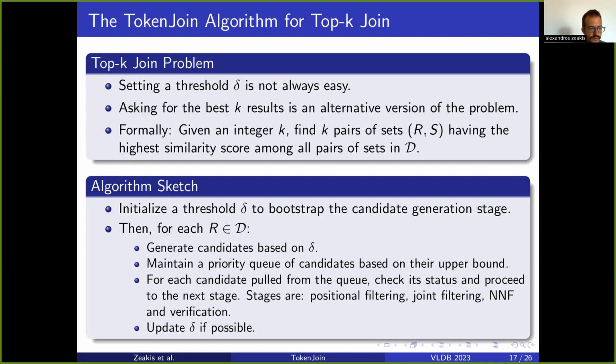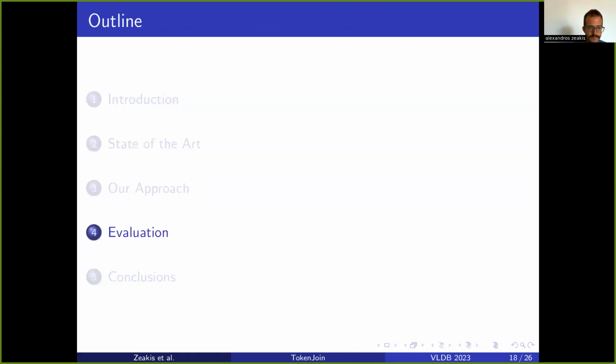It works as follows. First, we initialize the threshold delta to bootstrap the candidate generation stage. Then, for each set R that we're examining, first we generate candidates based on the current delta, and then we maintain a priority queue for all candidates based on their upper bounds. For each candidate we extract, we check its status to proceed to the next stage. The stages are positional filtering, join filtering, NNF, and verification. After each verification, we also update delta accordingly.